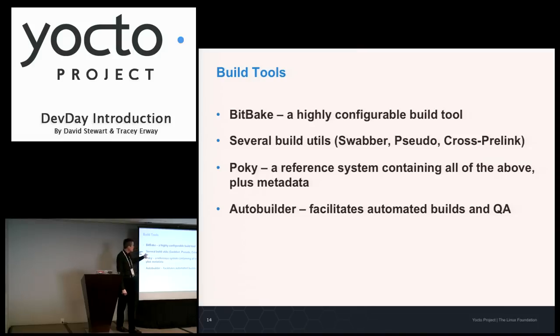There are several other utilities that are separate projects as well. Swabber is a tool that can go through and validate that you have no build system infection. It monitors all the opens on the system while you're doing a build, so you can double check that there's no problem with infection from the build system. Sudo, or rather pseudo, is the method we use for creating a root file system while not being root.